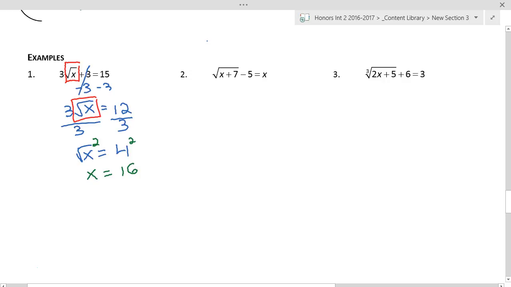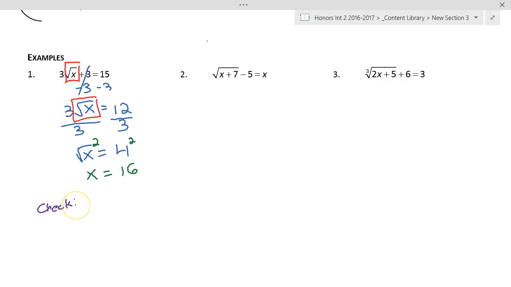Then I need to check my answer. I need to plug it back in. You have to do this. You have to. 3 times the square root of 16 plus 3 equals 15. The square root of 16 is 4, so 3 times 4 plus 3. 3 times 4 is 12 plus 3.